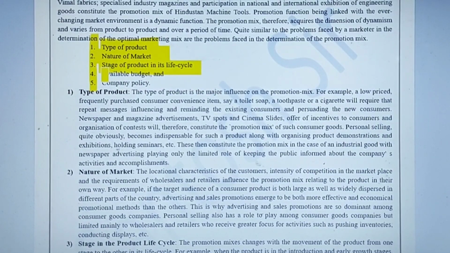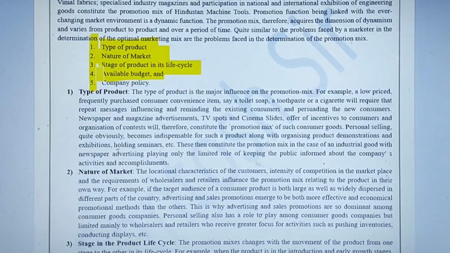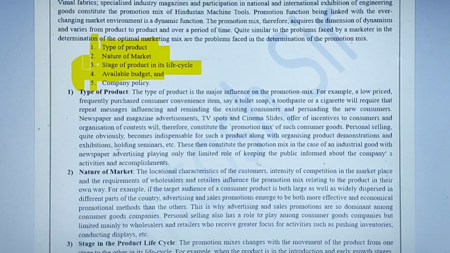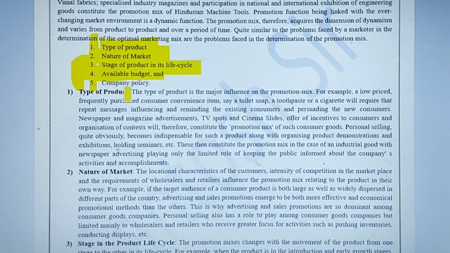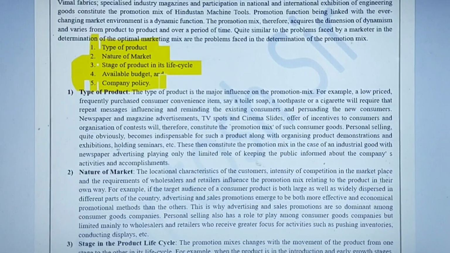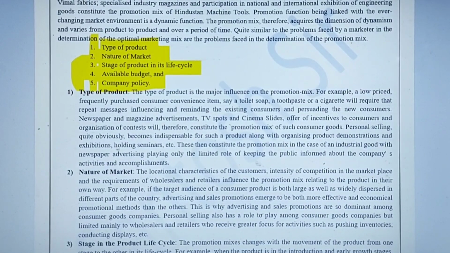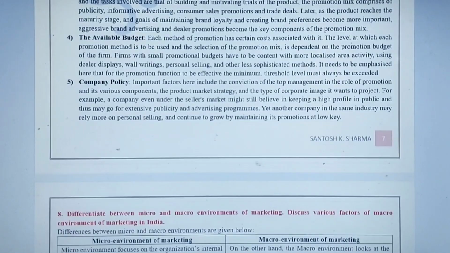The fourth one is available budget, how much budget the company can afford. So this is one of the very important factors. Budget, it's about money, how much the company can spend on the promotion work. And lastly, company policy. What is the policy of the company? Whether it likes to do advertisement or just believes in its sales force.